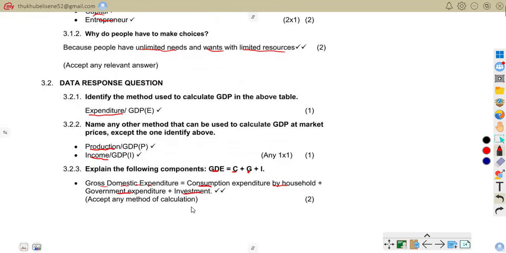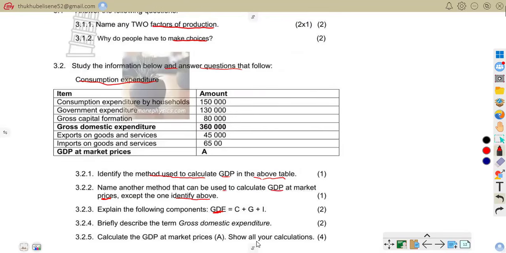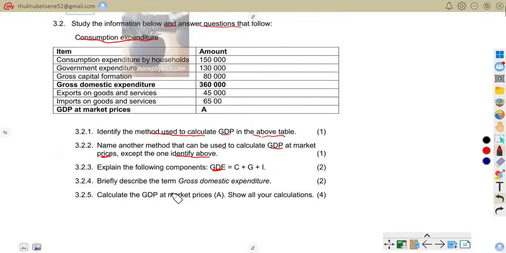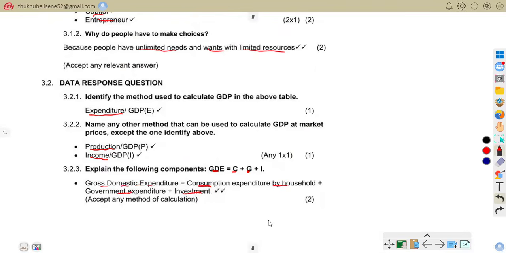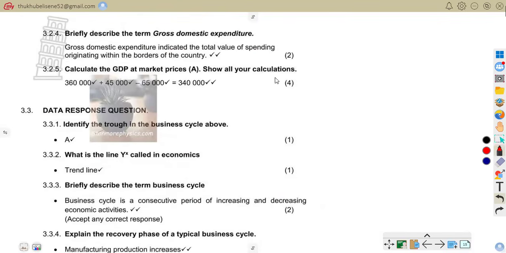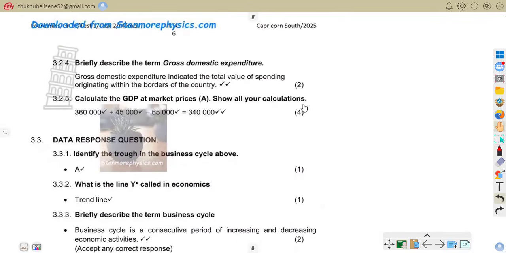What it means is that we are talking about total spending within a country's borders. That's when we are talking about household spending plus government spending plus investment. So that is that. So now let us attend to another question. Another question is, briefly describe the term gross domestic expenditure. Briefly explain the term gross domestic expenditure.